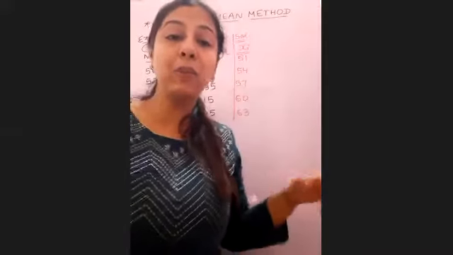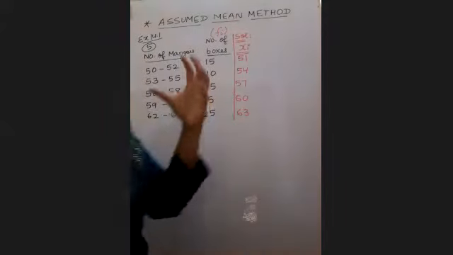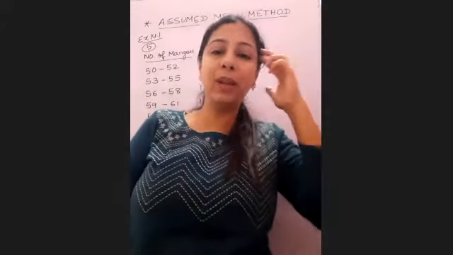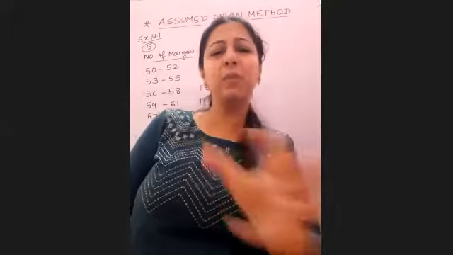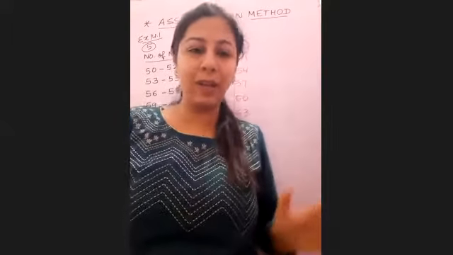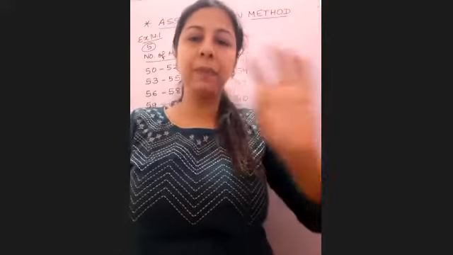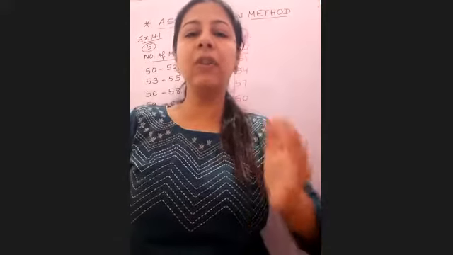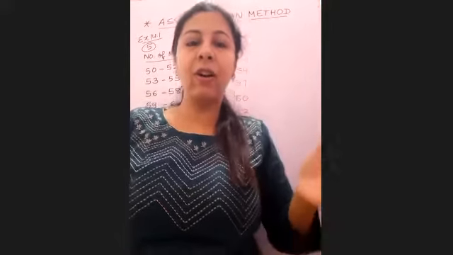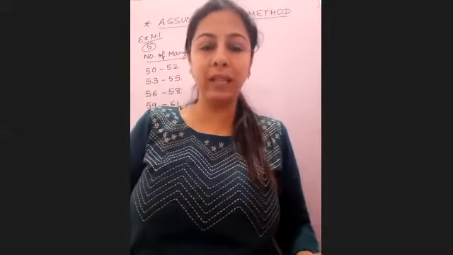So here also, beta, as the name says, assumed mean method. That means we are going to have an assumption of the mean value in our mind. We will say, let this be the mean for this particular question. And then we will do certain calculations around our assumed mean, and we will get to know whether our assumption was correct or whether the mean is less than that or more than that. But the calculation will be easier.